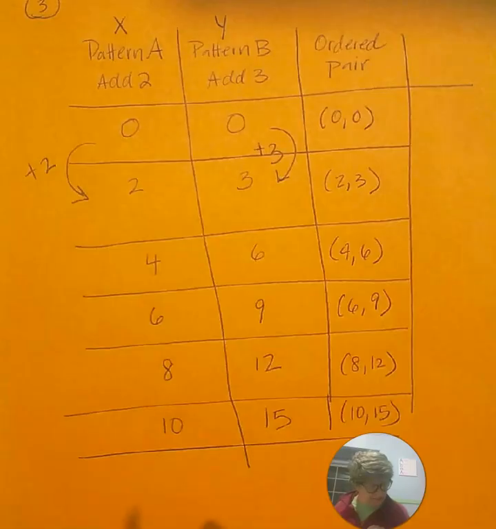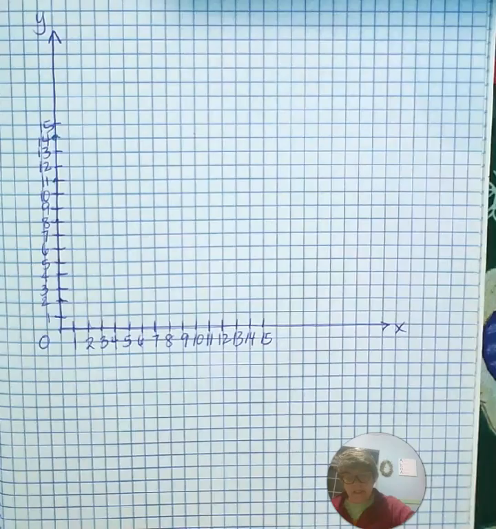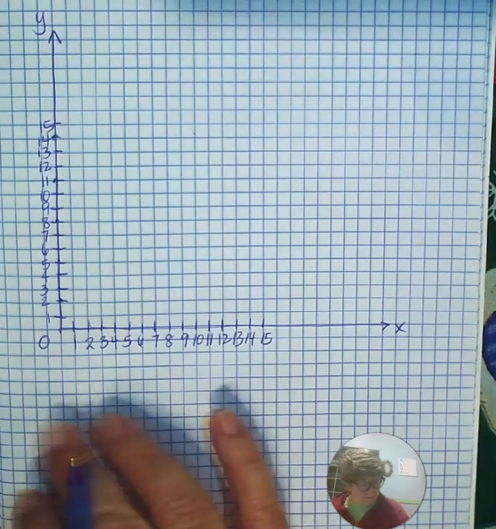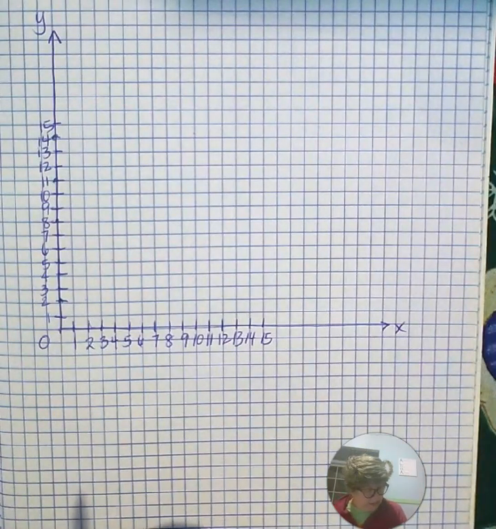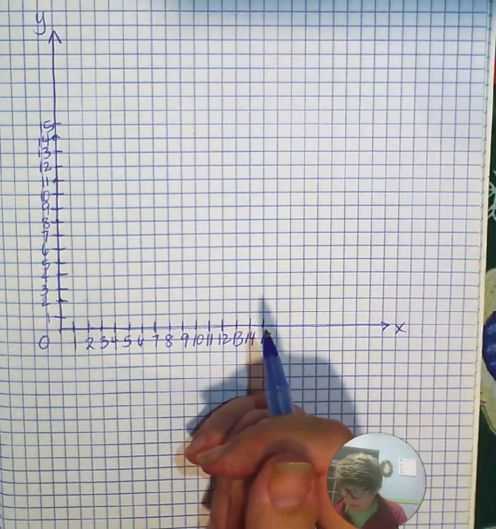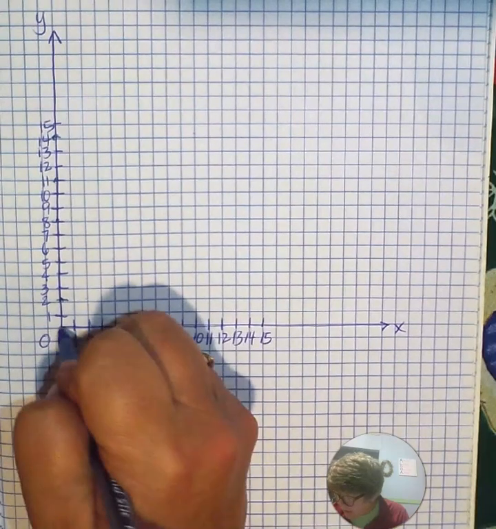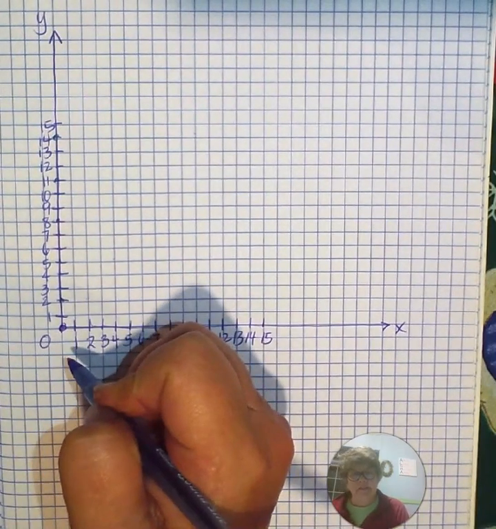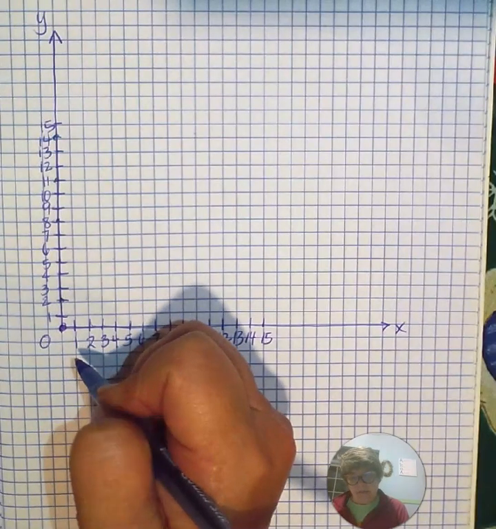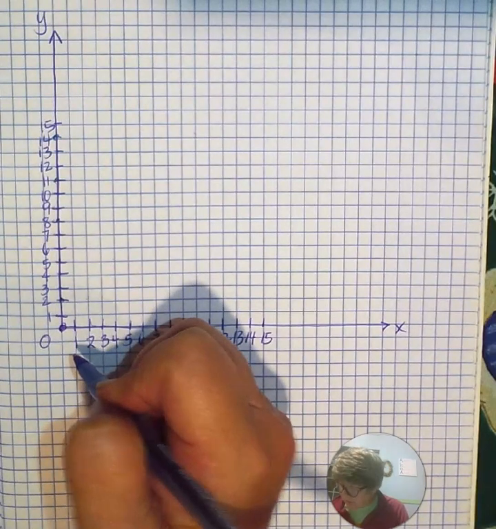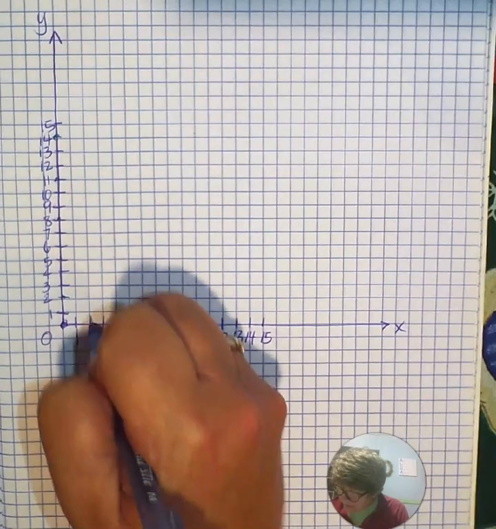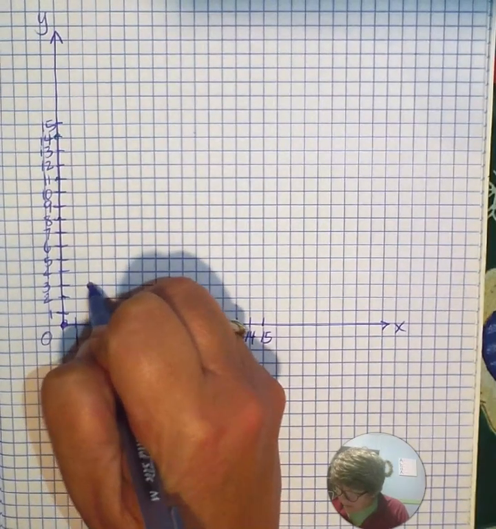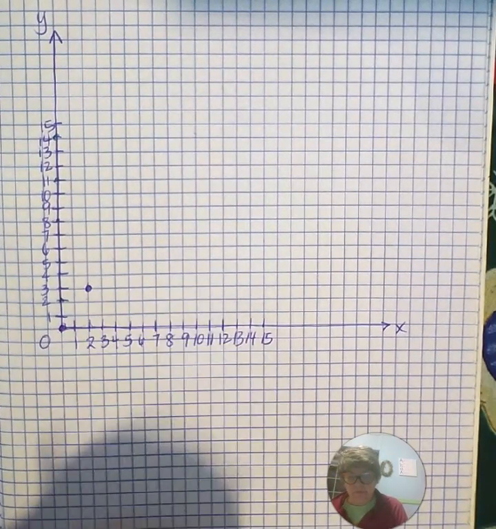Okay, so let's take our graph and let's put some points on here. So 0, 0, of course, is the, what's it called? Origin, right? 0, 0 is the origin. And then our first point is 2, 3. So we're going to go to 2 and up to 3, right? Across and up, don't forget.